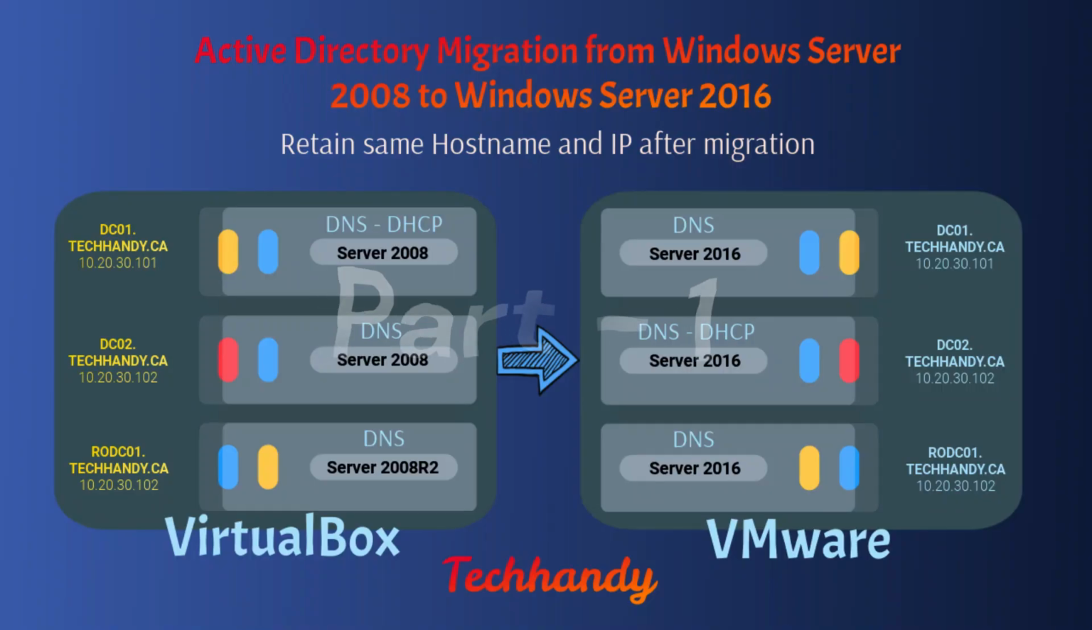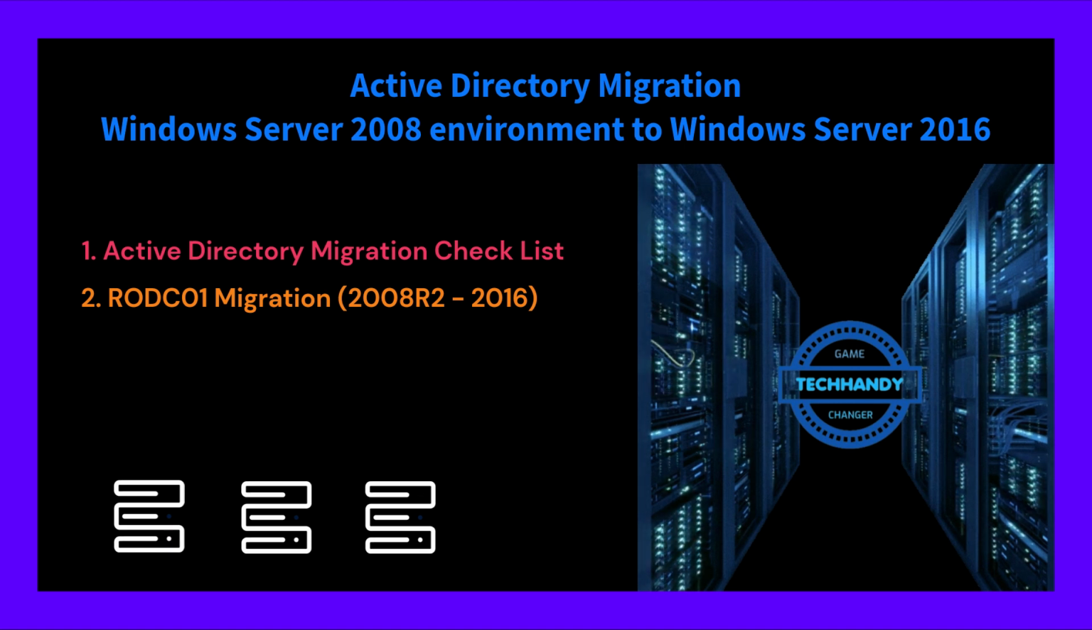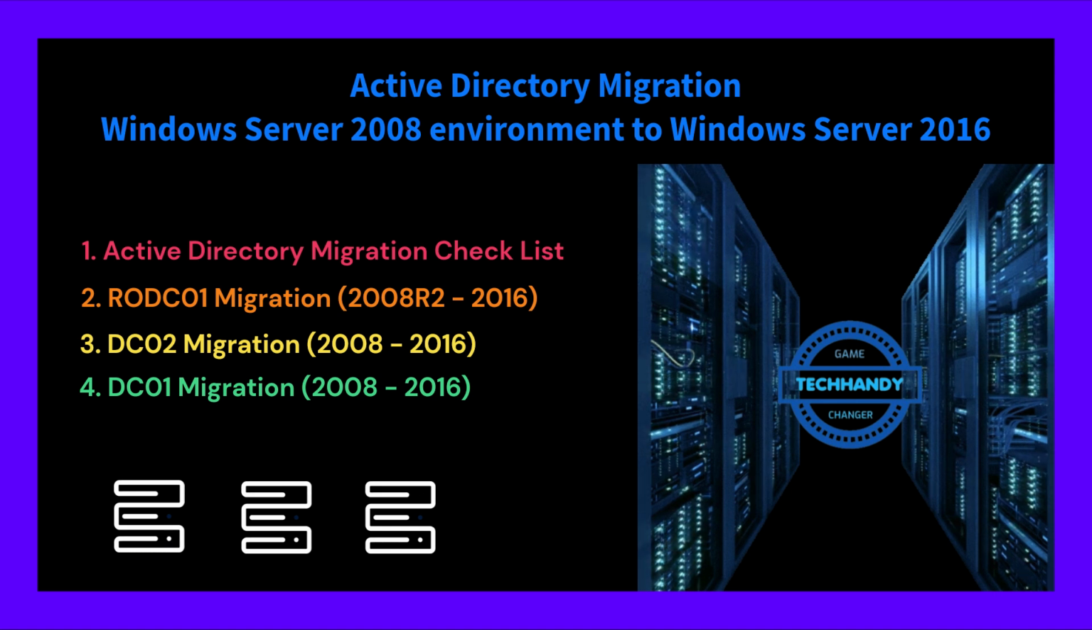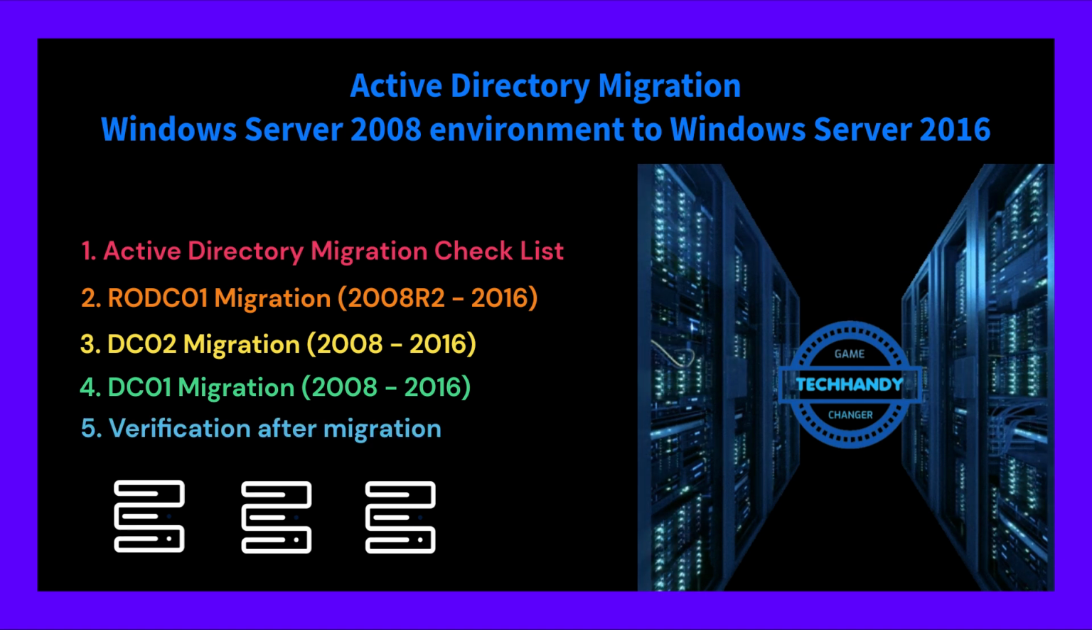This video is part 1 of Active Directory migration from Windows Server 2008 environment to Windows Server 2016. First, we will review Active Directory migration checklist. Second part, we will perform RODC01 migration from Server 2008 R2 to Server 2016. At third stage, we will review roles and perform DC02 migration from Server 2008 to Server 2016. Next, we will check whether DC01 holds any role, migrate them and perform DC01 migration from Server 2008 to Server 2016. And finally, we will verify the environment after the migration is complete.